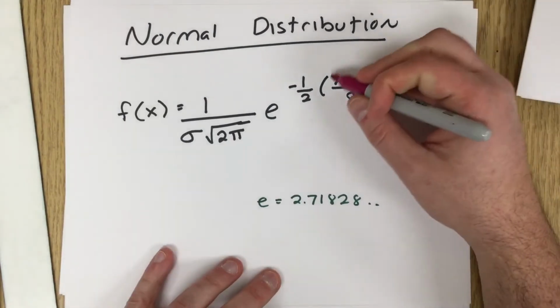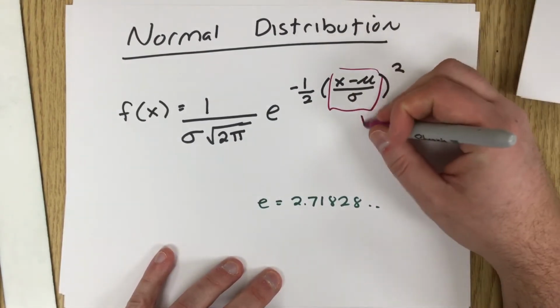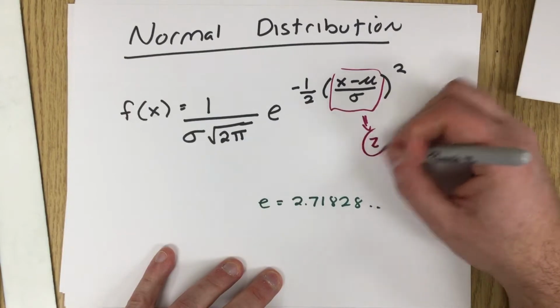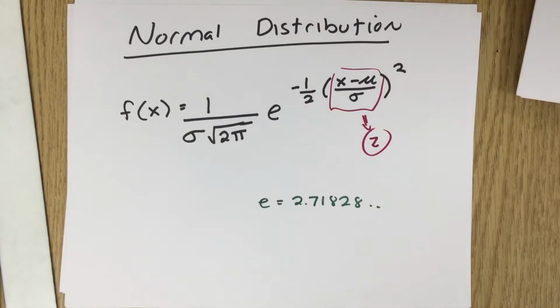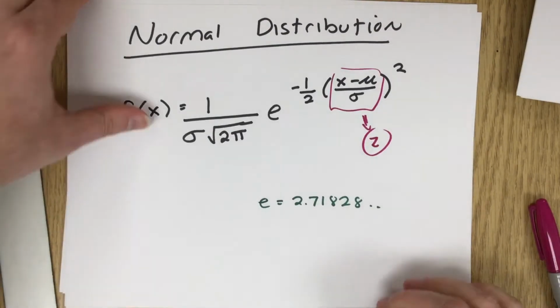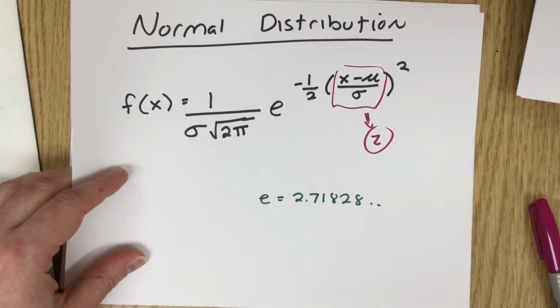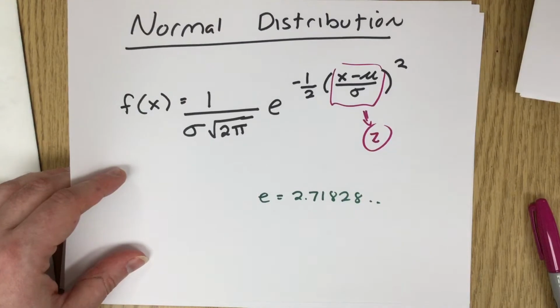You may recognize this, actually. This is the formula for the z-score. So it comes up in the normal distribution. You don't need to know that. Right now we're going to be approximating the normal distribution. I'm going to show you some things about it.